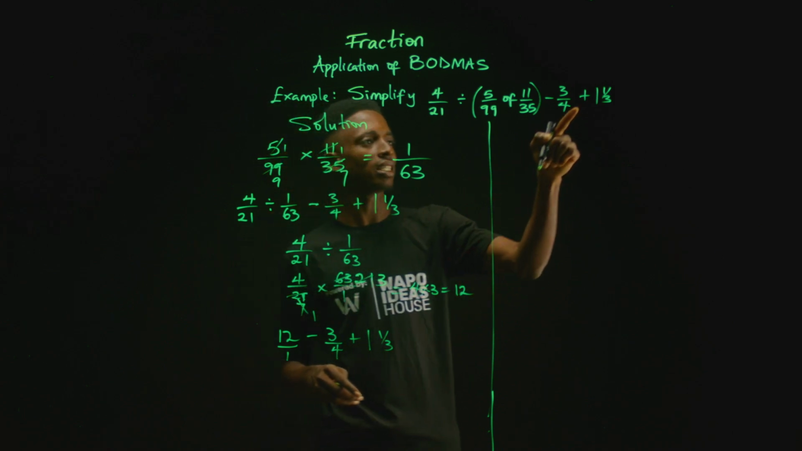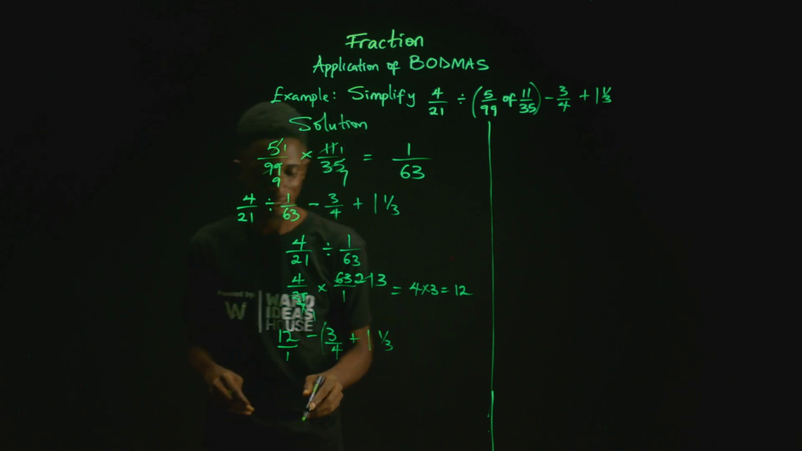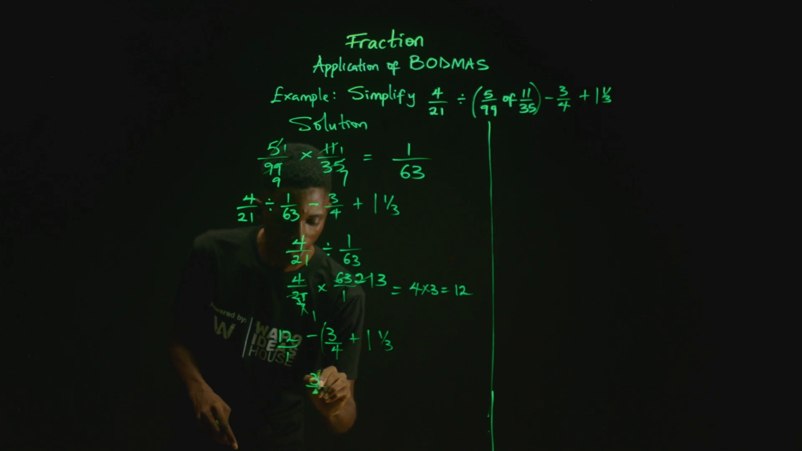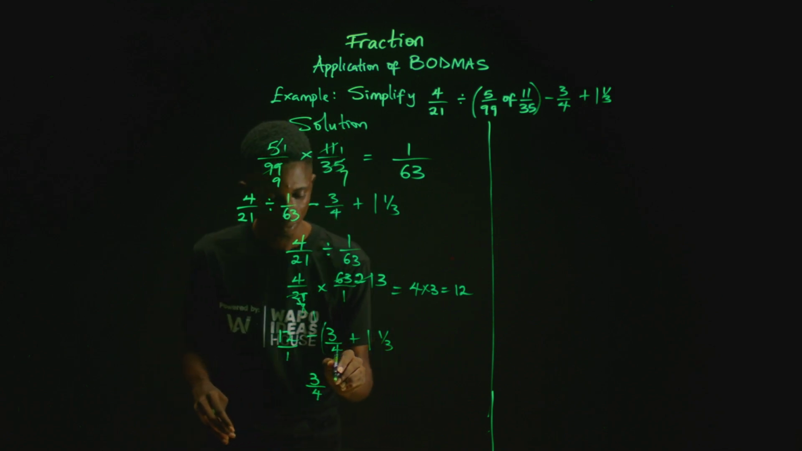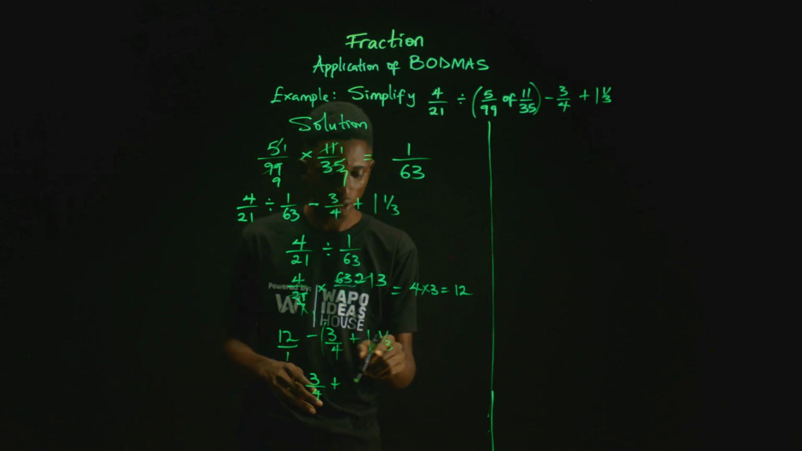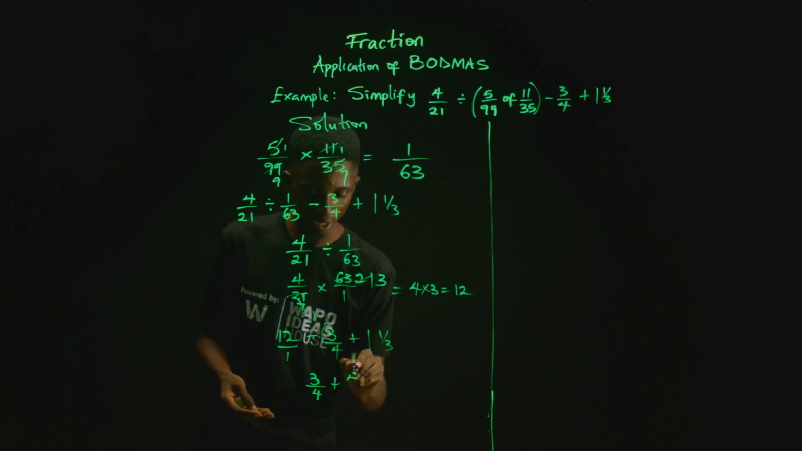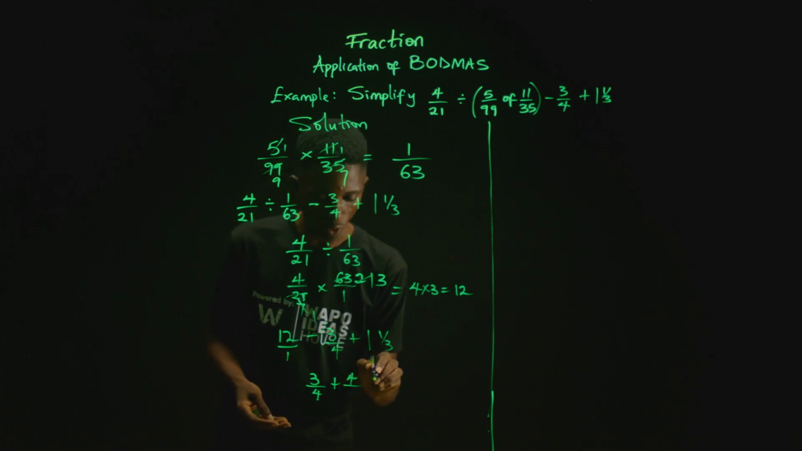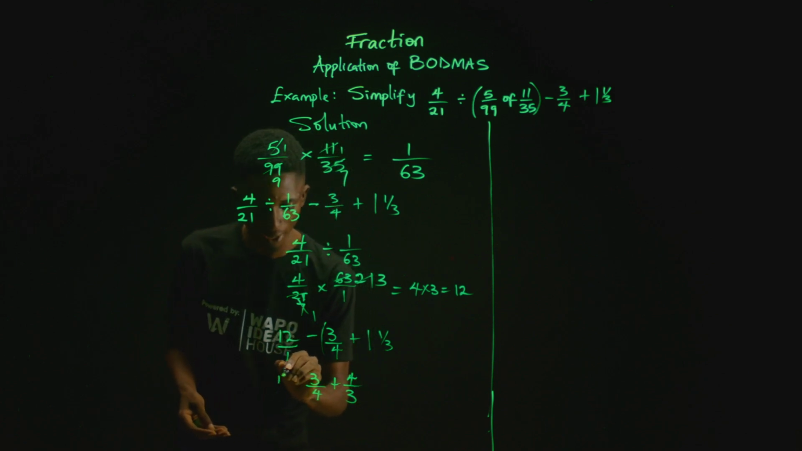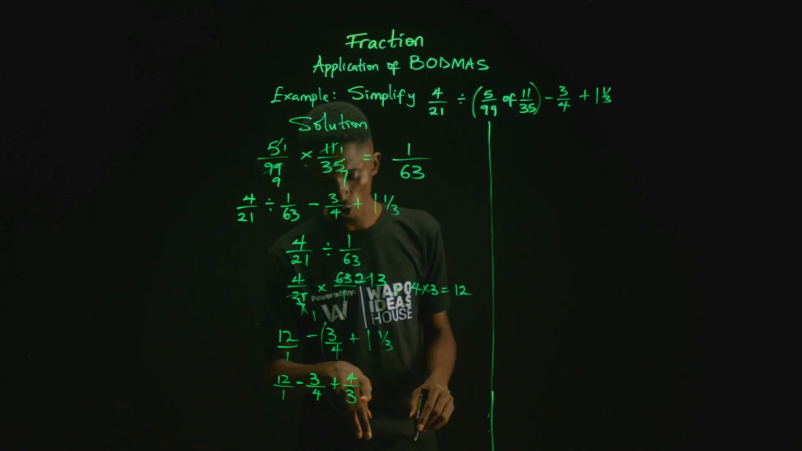The next thing to go is to do the addition, so we can then go and add this part now. So to add that, we would have 3 over 4 plus, now converting this into an improper fraction, we have 3 times 1 to give us 3 plus 1, and then we have 4 over 3. Remember now we have 12 over 1 minus 3 over 4 plus 4 over 3.